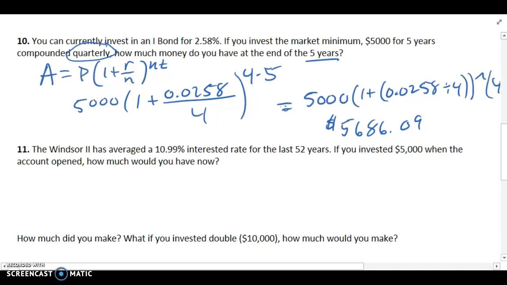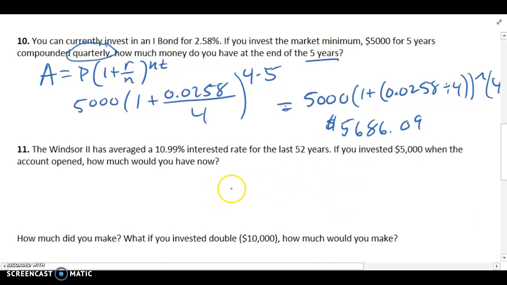So yeah, that's it. Now, this is another real-life situation. So the Windsor 2 is a part of a mutual fund you can put your money in. And it's averaged 10.99% interest rate for the last 52 years. So you can actually look up that online if you're interested in investing already. If you invested $5,000 when the account opened, how much would you have now?